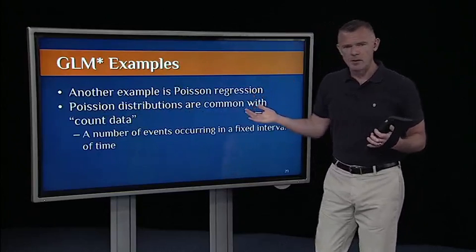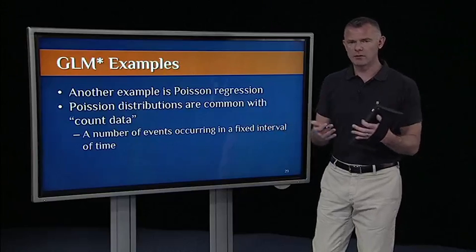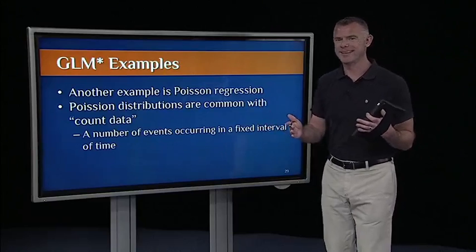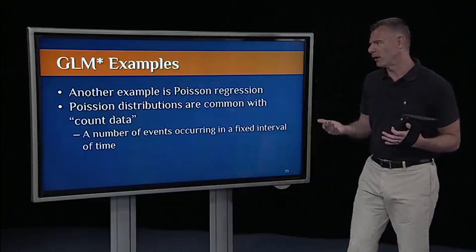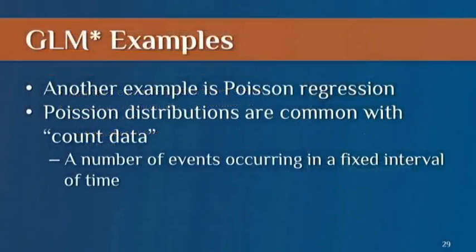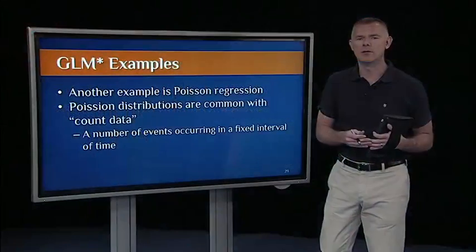Just one other example I'll mention here. Again, there are several. You could do a whole course on this. So I'll just mention one other example because it's sort of popular, which is a Poisson regression. A Poisson regression is necessary when you have a Poisson distribution in your outcome variable.